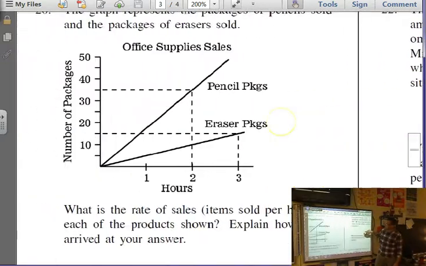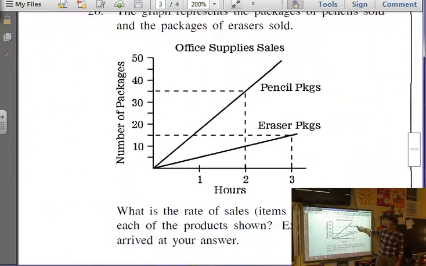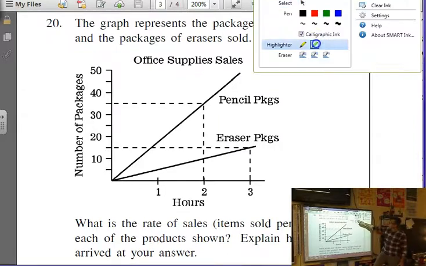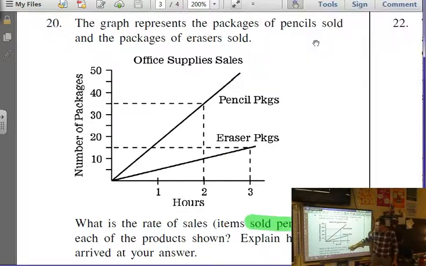On to the back page. Now this one threw a few people for a loop. It says the graph represents the packages of pencils sold and the packages of erasers sold. And we ask you for how many items were sold per hour. So forget about sold. This is really items per hour, which is quantity per, which tells me to divide by hours.